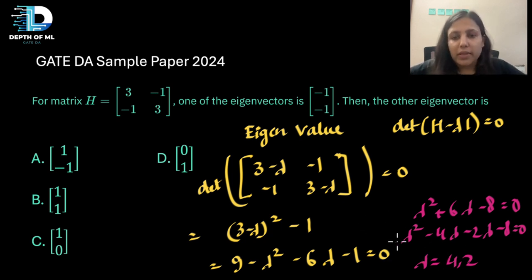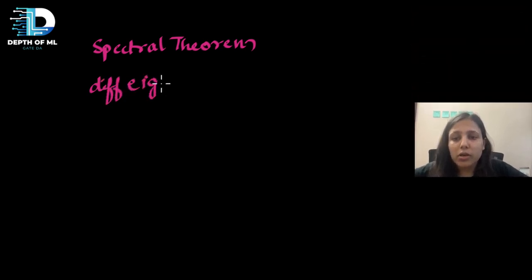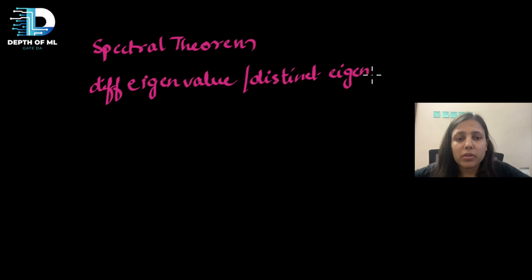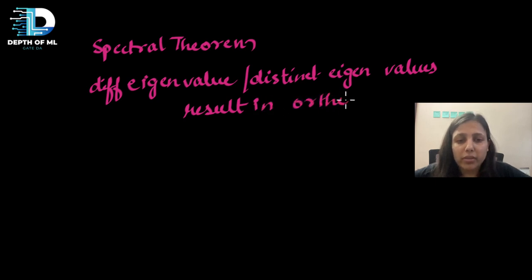Can you observe one thing, that this is a symmetric matrix? So this is a symmetric matrix, right? By the spectral theorem, I'll just add it over here. The spectral theorem says that for a symmetric matrix, different or distinct eigenvalues result in orthogonal eigenvectors.